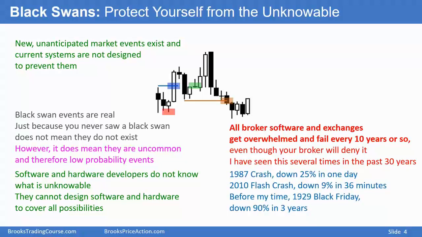For example, in 1987, when I began trading, the market crashed. It lost 25% in one day, and nobody knew what the value of the market was until the end of the day. There were no prices all day long. In 2010, there was the flash crash, and the market lost 9% in 36 minutes. And this is at a time when everyone thought the world's best computers and the world's best software would prevent anything like that. And then if you go back to 1929, Black Friday, that was the start of a correction that lost 90% of the stock market value in 3 years.